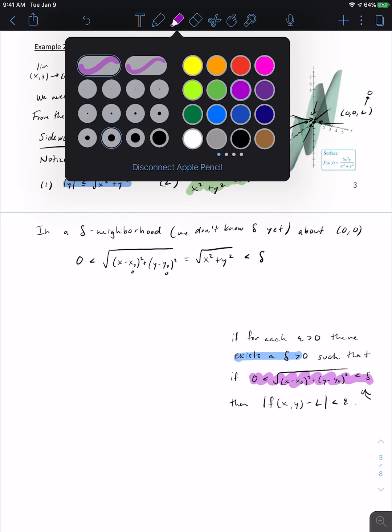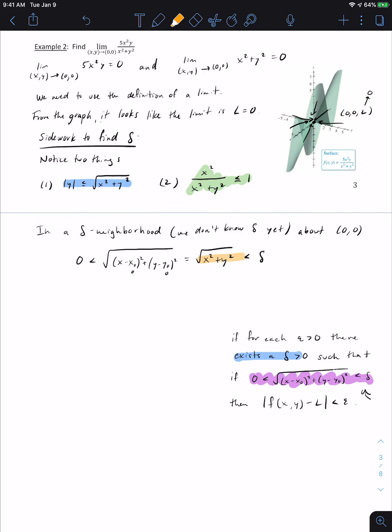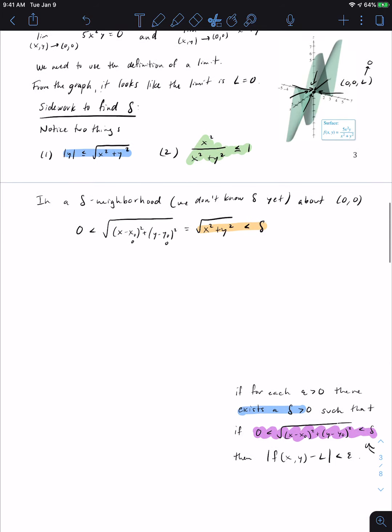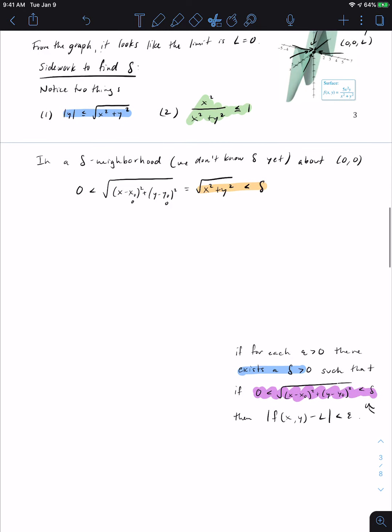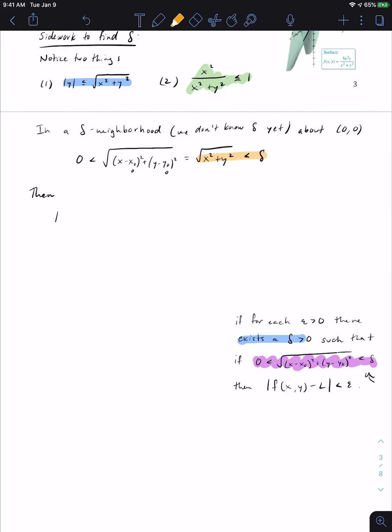Okay, and I'm going to go ahead and highlight this in a different color because we're going to need this fact as well, that x squared plus y squared underneath the square root is less than delta. Okay, let's move this down a little bit. So we've got 3 facts so far. Then if we have that, now we look at the second piece, right? The second piece is this piece down here. So for that piece, I'm going to look at f of x, y, which is my function, minus my limit.